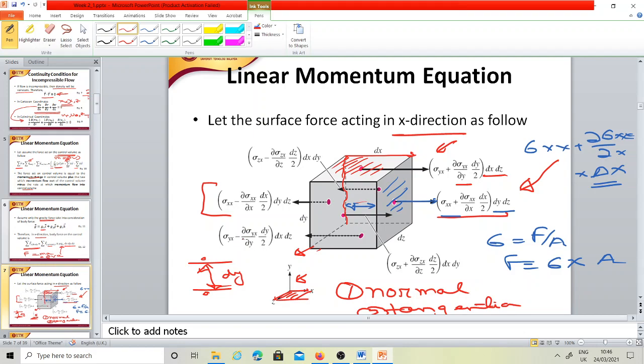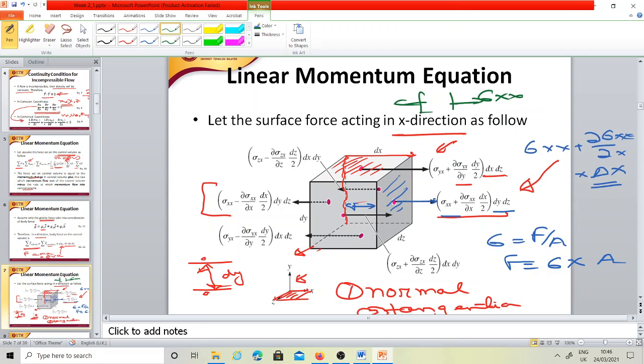Next, you have the left and right. Next, you will have this one and this one. This vertical one is already done. This one is sigma xx, right? This one is sigma xx. So left and right is done, up and down is done. Now it is fore and aft.